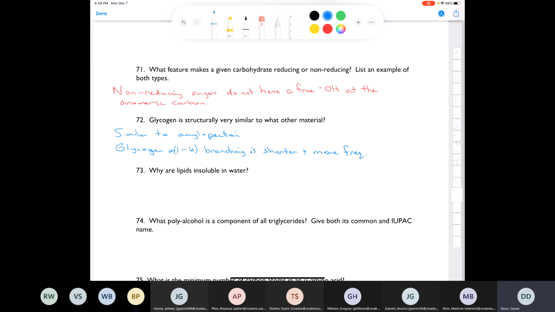Okay. Why are lipids insoluble in water? Well, that should be a question you know the answer to by now. They're mostly made of non-polar carbon-carbon and carbon-hydrogen bonds, right? And like dissolves like, so since water is polar, a lipid is not going to dissolve in it.